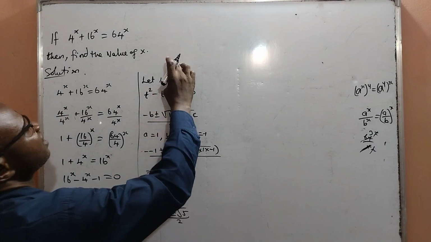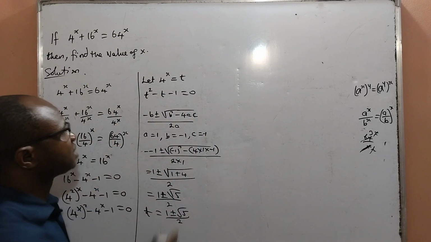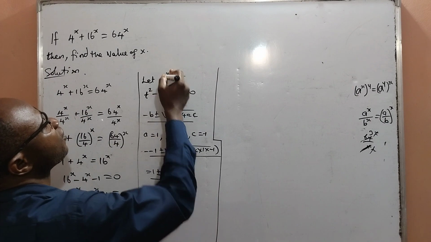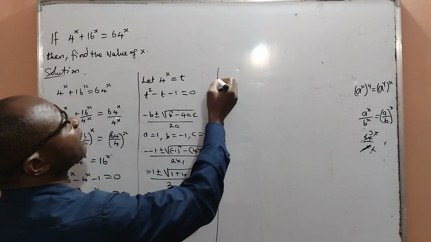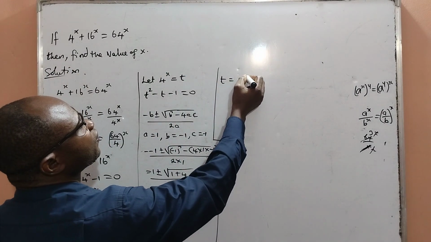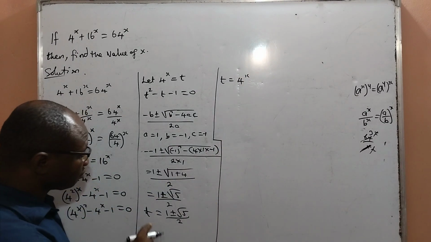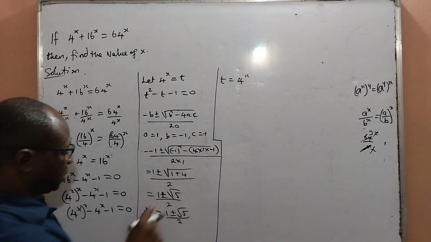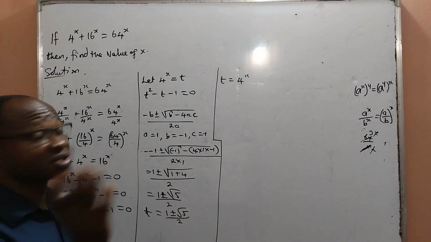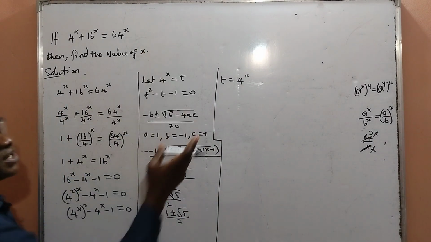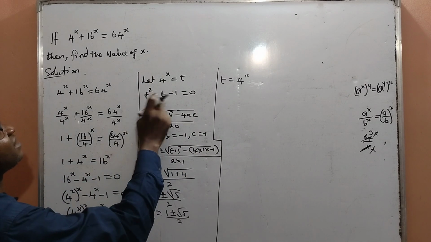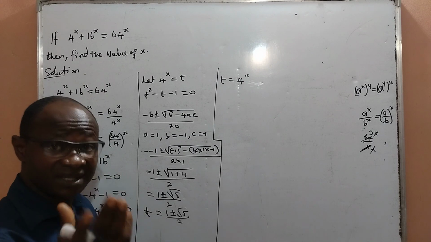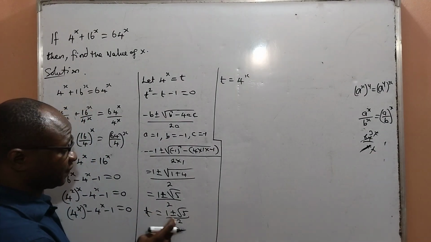But remember what I said at the beginning of this column, that we let t be equal to 4 to the power of x. Remember that t is equal to 4 to the power of x. So I replace t with 4 to the power of x because I am looking for the value of x, not the value of t. Now I have to substitute since I have gotten the value of t.